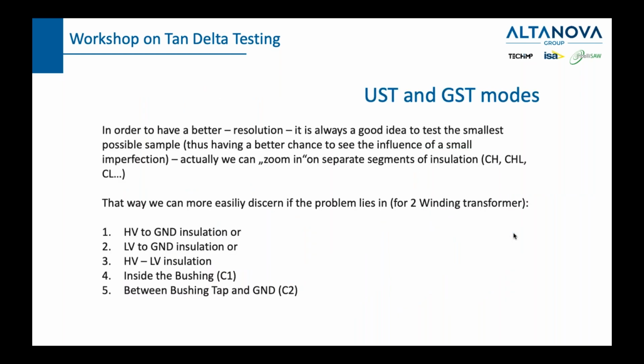So in order to have a better resolution, as we said, it's a good idea to test the smallest possible sample, so we have a better chance to see the influence of a small imperfection. So we can zoom in on separate segments of insulation. We can zoom in on CH or CHL or CL. Now, in a 2-winding transformer, we have, as we said, CH, high voltage to ground, CL, low voltage to ground, CHL, high voltage to low voltage insulation. We have C1 inside the bushing and C2 between bushing and the tap.